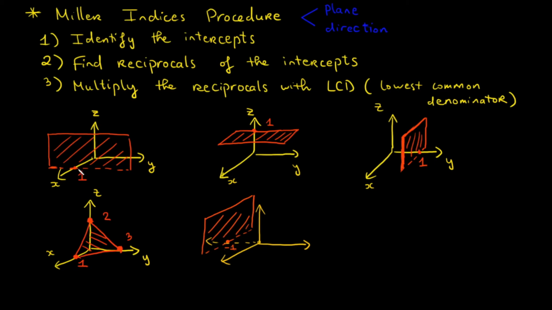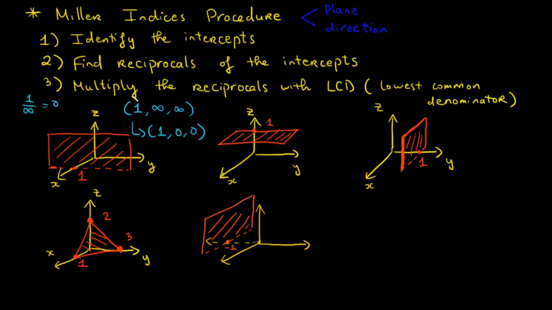Let's do this first plane right here. The first step is to identify the intercept. You can see our intercept is going to be 1 for x, but it doesn't intercept either z or y. Therefore, we're going to have infinity. Because there's no defined value for the case of non-intercept, we use the infinity value. The next step is to find the reciprocal of those intercepts. So the reciprocal of 1 is 1 itself. The reciprocal of infinity is going to be 0. So we have 0. Same thing for here, 0.